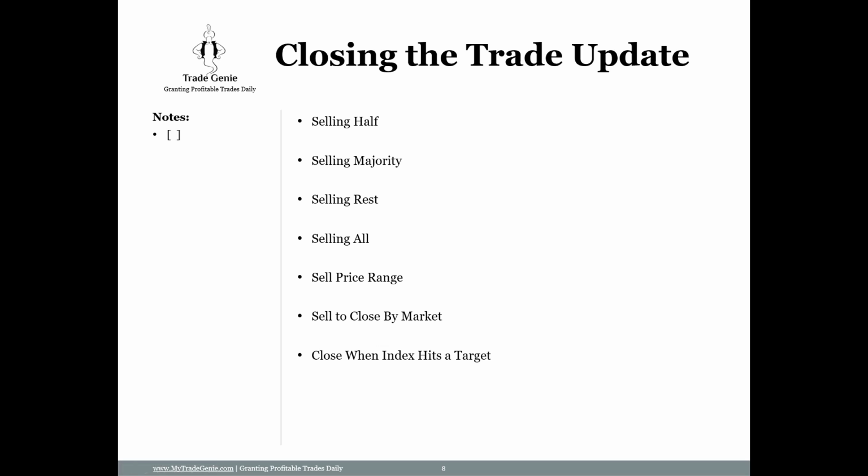Now there's another one, the ultimate target. It doesn't get issued often, but it did last time when the Nasdaq hit 10,000. So close when the index hits a target. If a major index is hitting a certain target, a granddaddy target, and we have open positions, I can say: sell all your long positions when the Nasdaq hits 10,000. It happened when 10,000 hit, we closed the majority of our positions. So you can do that.